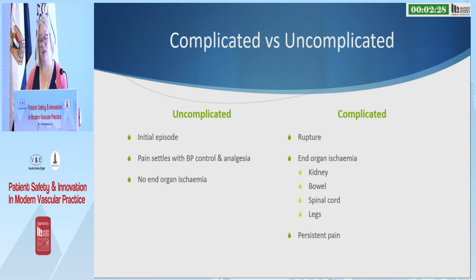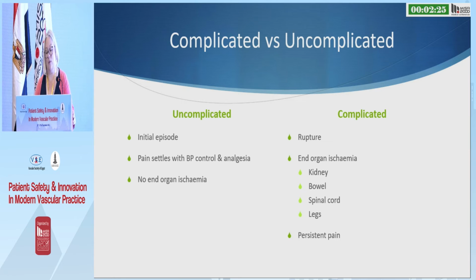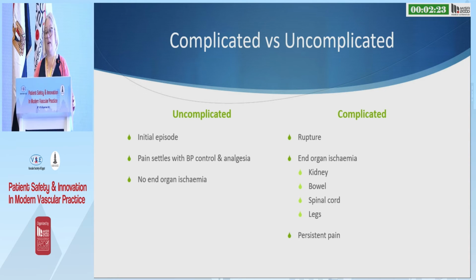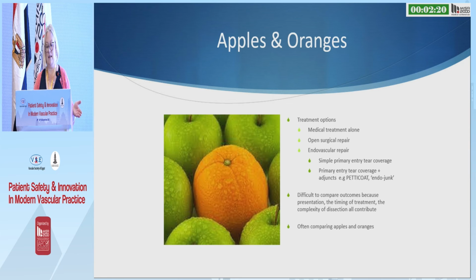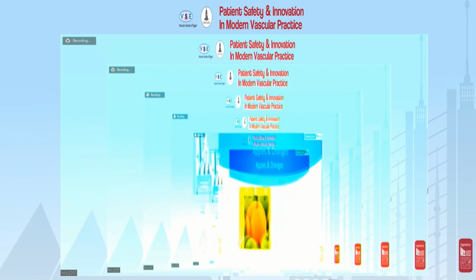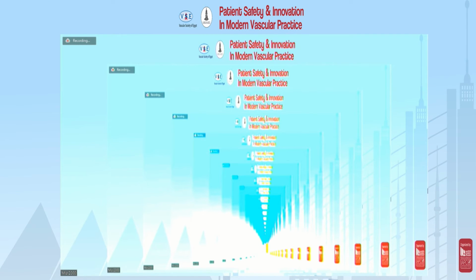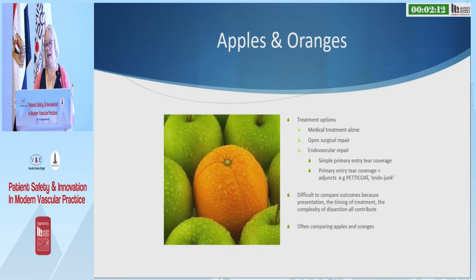Complicated versus uncomplicated, I don't need to tell you about this. Essentially, anybody with a rupture, end organ ischemia or persistent pain is complicated, and everybody else is deemed uncomplicated. The problem with all of these things that I've just talked about is that in all the literature, you end up comparing apples with oranges, I think, because you have the treatment options, which are medical treatment alone, a small amount of open surgery for type B aortic dissection, but endovascular repair, which is becoming increasingly more complicated with potentially more options, but we don't really know how to evaluate them because we can't compare them and we don't know whether we're comparing similar with similar.